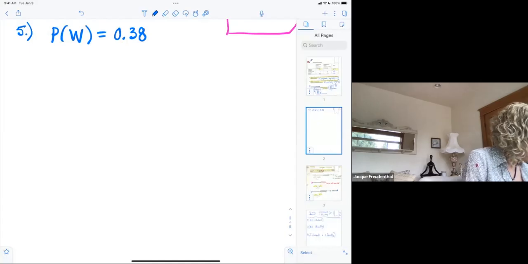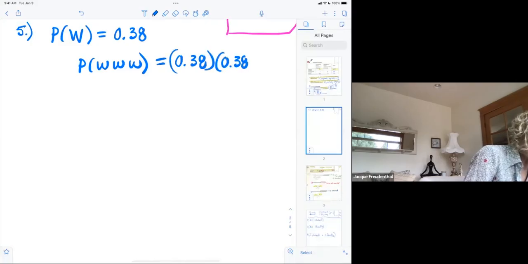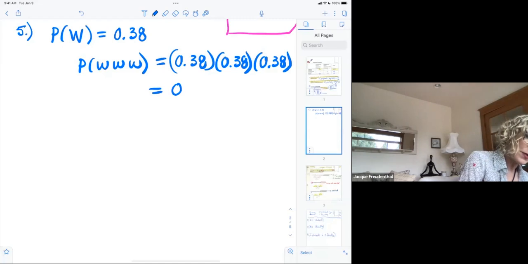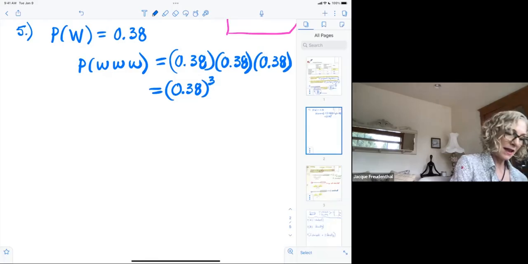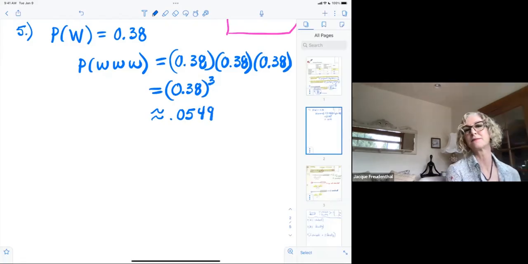What is the probability of winning 3 plays in a row? So that means the probability of win, win, win. Since they're independent, they're going to have the same probability for each play. So you win on the first, and you win on the second, and you win on the third. A more efficient way to write that is 0.38 to the 3rd power. And then we can get an approximate value. I asked on this worksheet to round to 4 decimal places, so we will stick with that. Okay, that's part A.